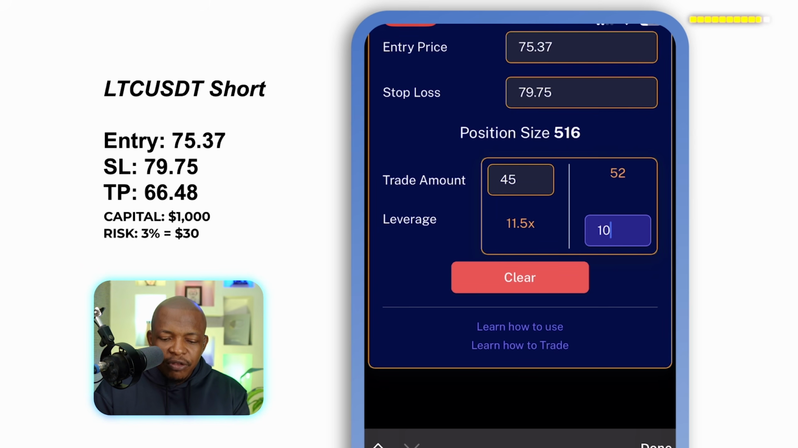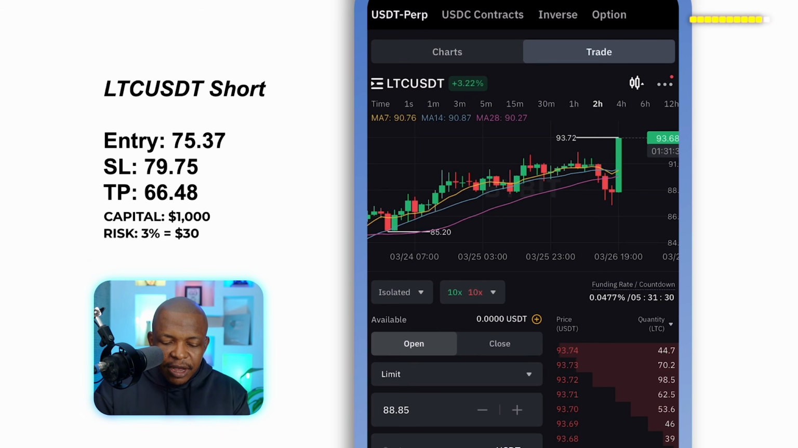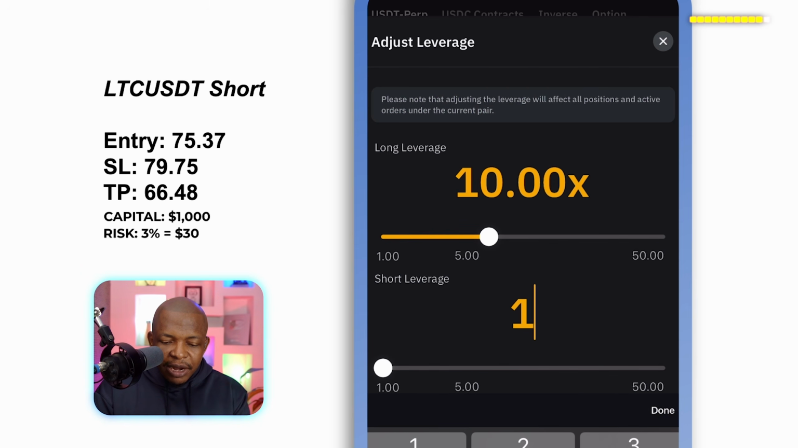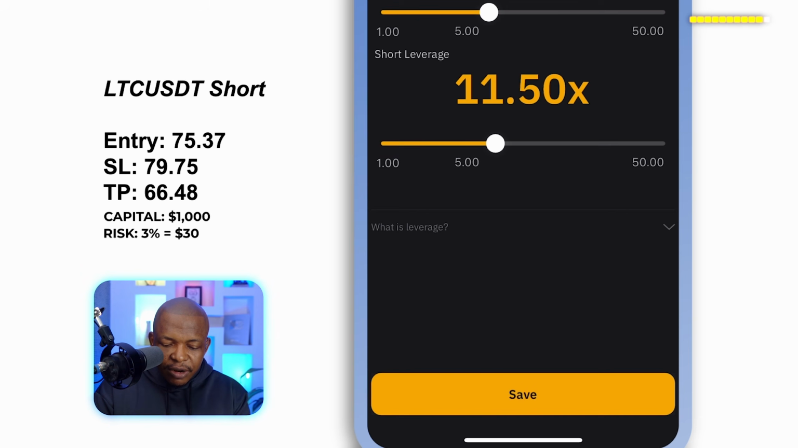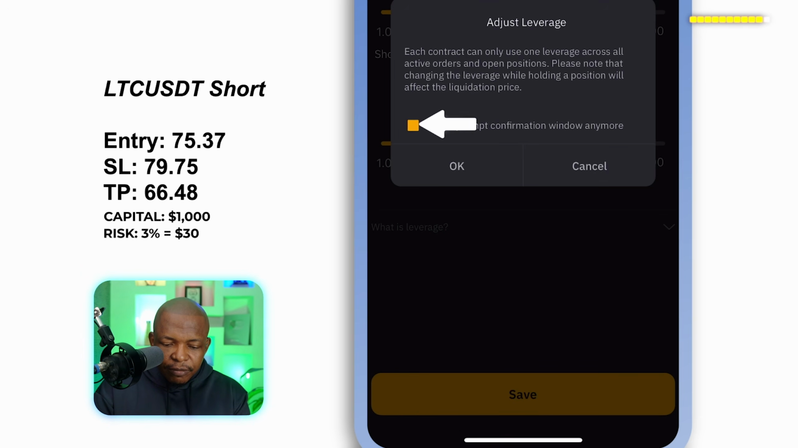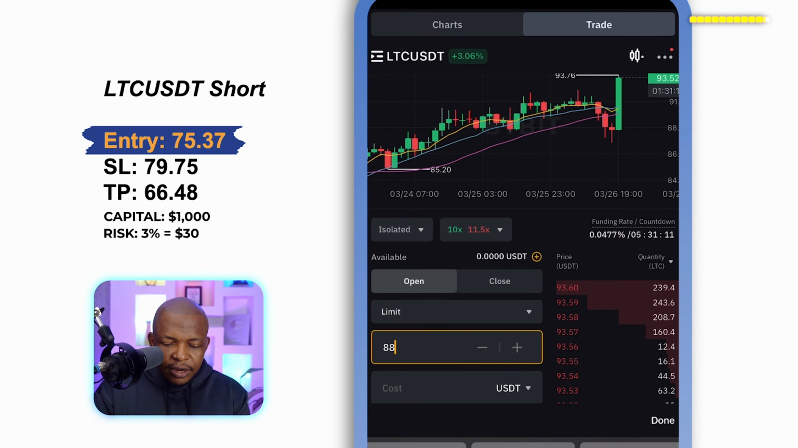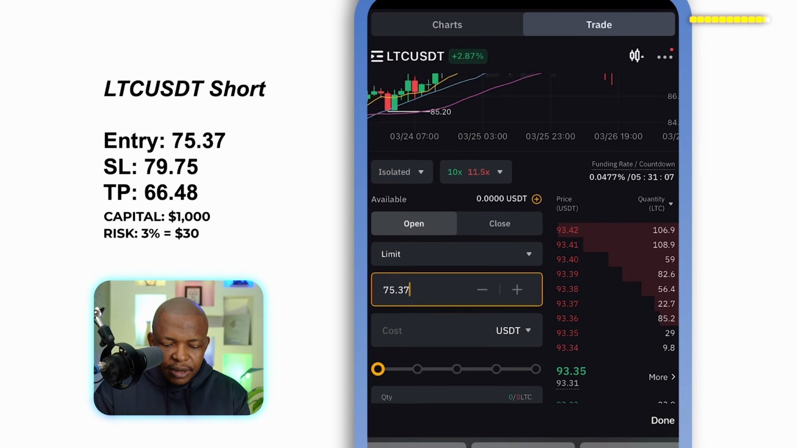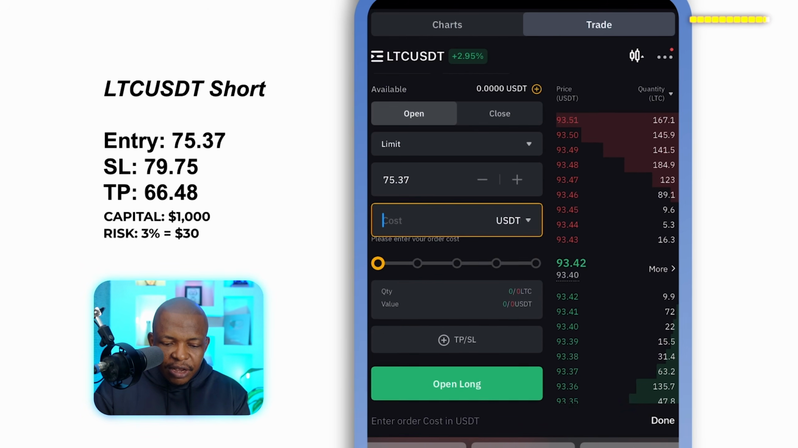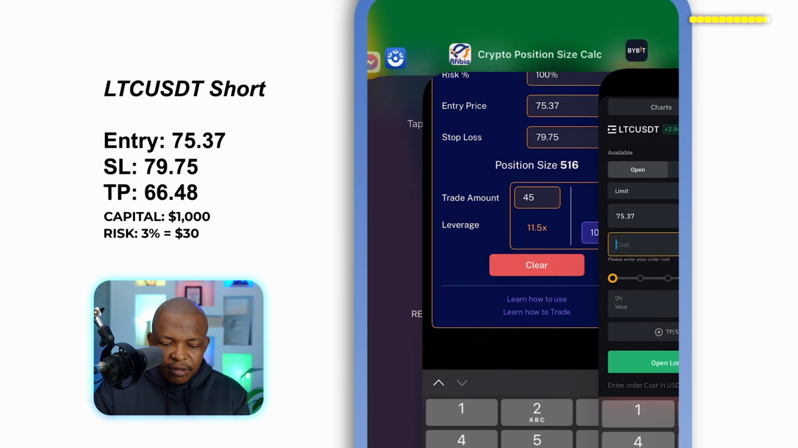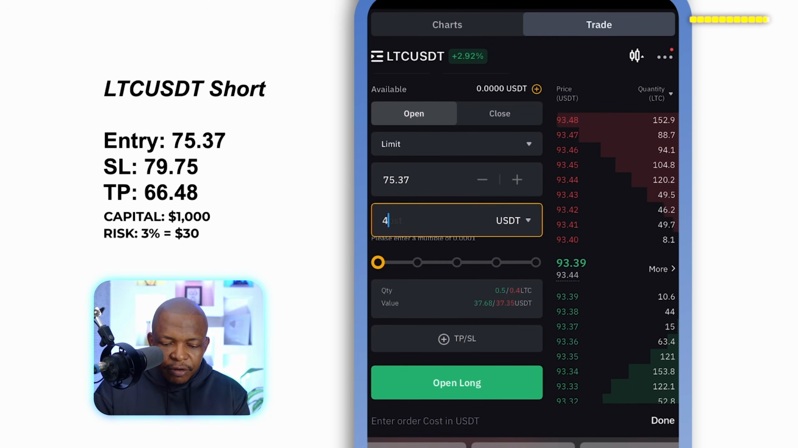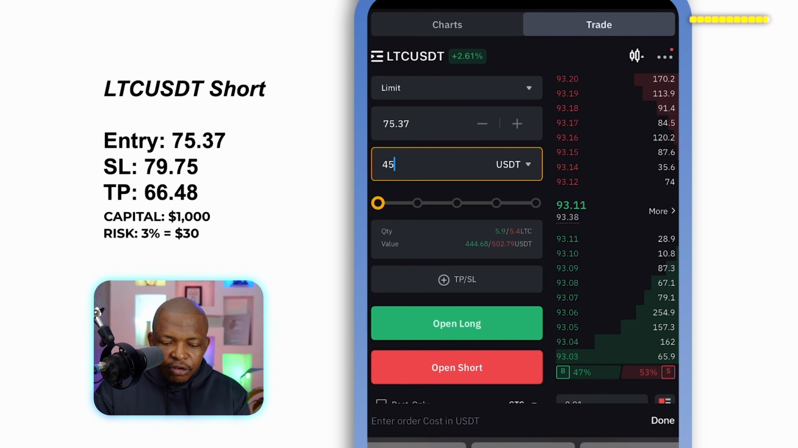So if I was to go back to Bybit to enter this particular trade, since I'm going short, I'll put 11.5 as my leverage. That is for short position. I'll click on save. Okay, then here I'm going to enter the amount. Then I'll enter the cost. The cost in this case, since I'm using 11.5, I'll enter $45 here, and I'll click on short position. This is how I enter my trade.